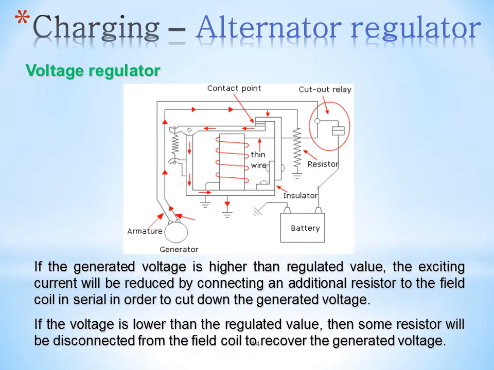Voltage regulator. If the generated voltage is higher than the regulated value, the exciting current will be reduced by connecting an additional resistor to the field coil in series in order to cut down the generated voltage. If the voltage is lower than the regulated value, then some resistor will be disconnected from the field coil to recover the generated voltage.